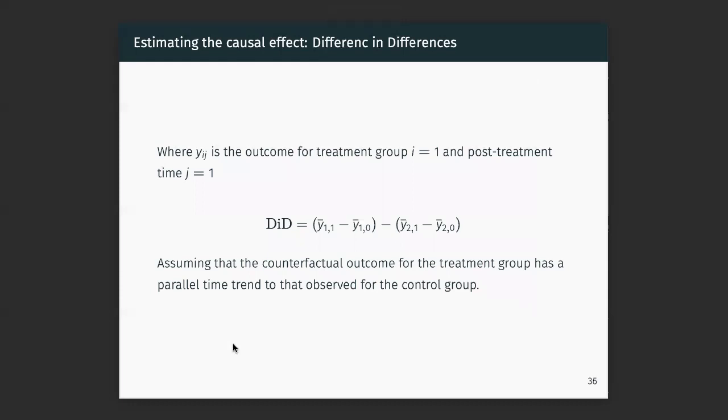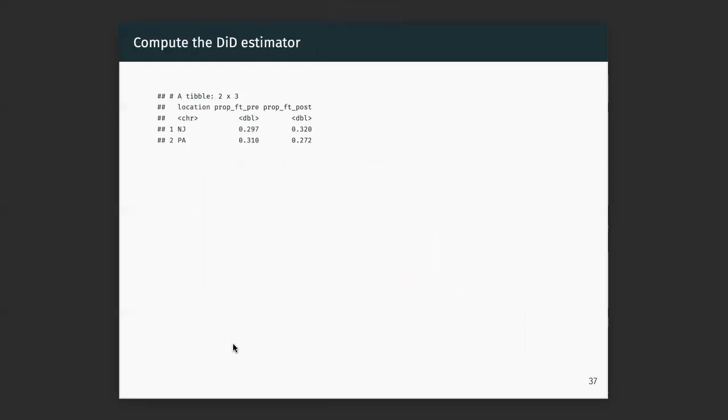Okay, so it's the average for group 1 post-treatment minus pre-treatment, minus the average for group 2 post-treatment minus pre-treatment. That's the difference in differences estimator. Okay, so let's compute it. Again, this is our pre and post for New Jersey and Pennsylvania. The DID is Y11 minus Y10 averages, which we already have here because these are proportions, so that's a mean. So Y11 is going to be post-treatment 0.32 for unit 1 minus pre-treatment 0.297.